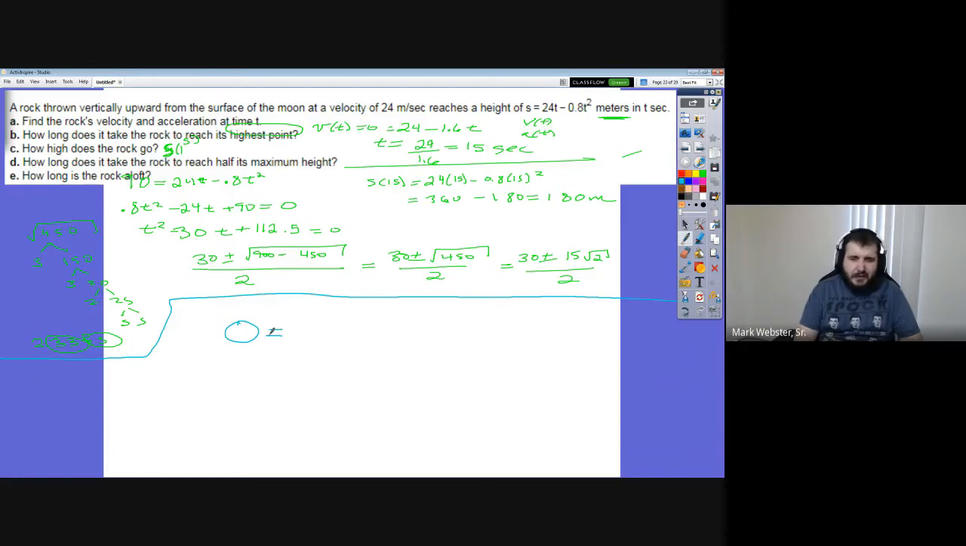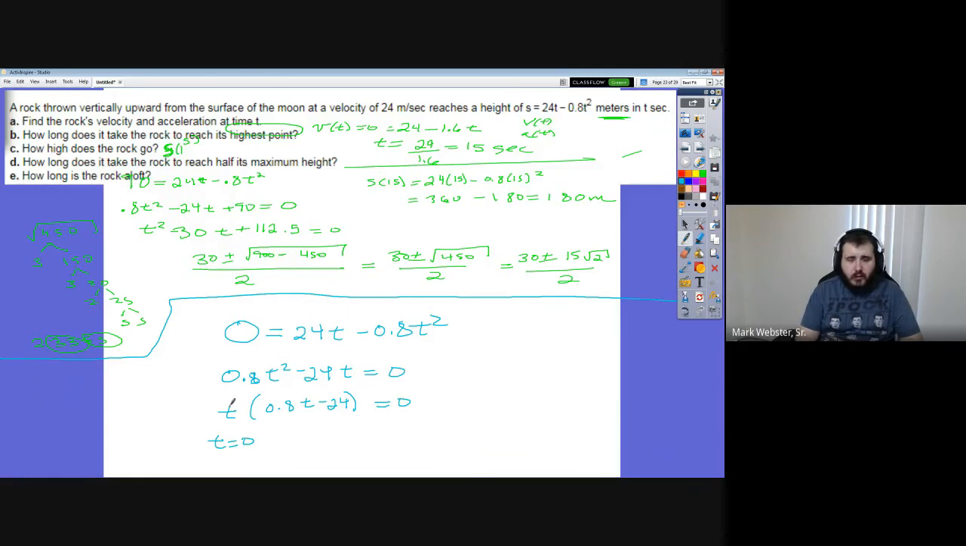When is S, the height, 0? So you go through and you're going to solve. I'm going to rewrite this so that it's better. I'm going to throw everything over to the other side. 0.8 t squared minus 24t. You don't have to do this, I'm just doing this for myself. Okay, so I can factor out a t. Now all I'm going to do here is, okay, so t equals 0.